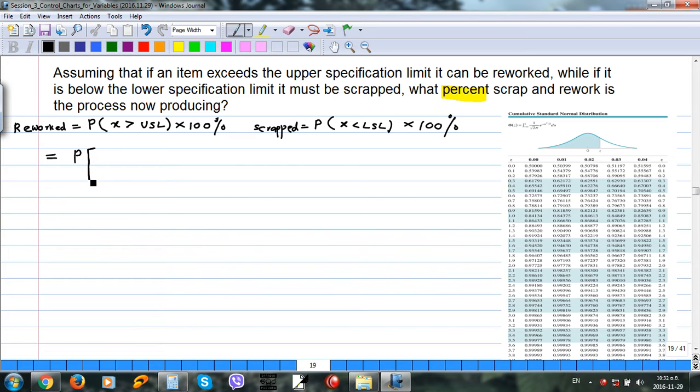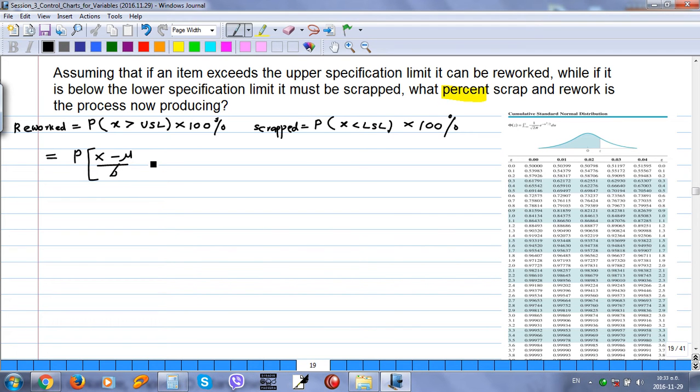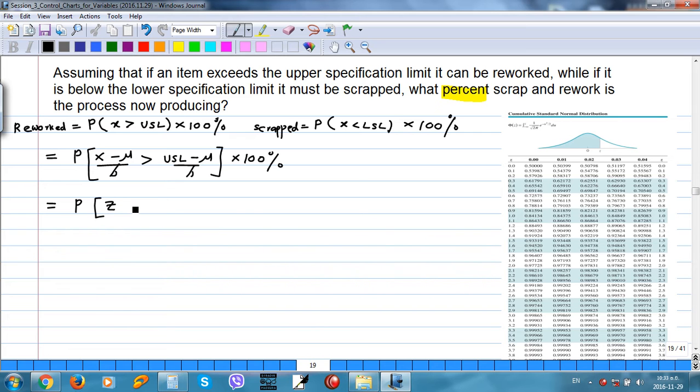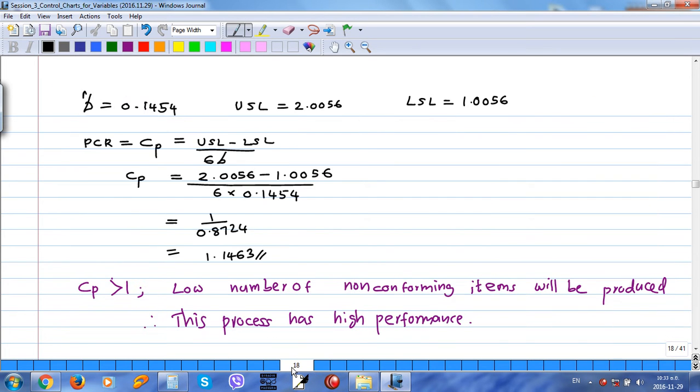So here revoked, how can we find it? P of (X minus mu) over sigma greater than X. Here X is given as the upper specification limit, no? Upper specification limit minus mu over sigma, times 100%. This is familiar for you: (X minus mu) over sigma is the Z score, greater than the upper specification limit. You can substitute the value.